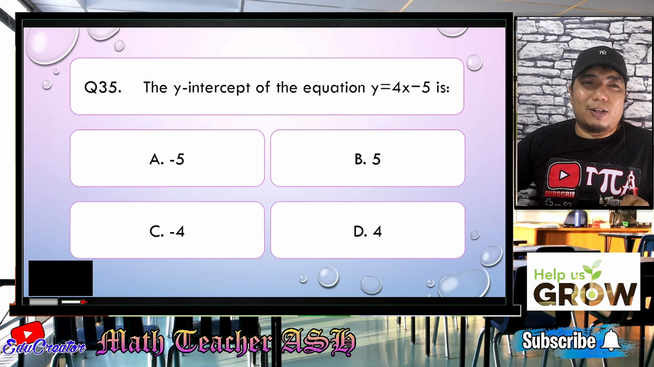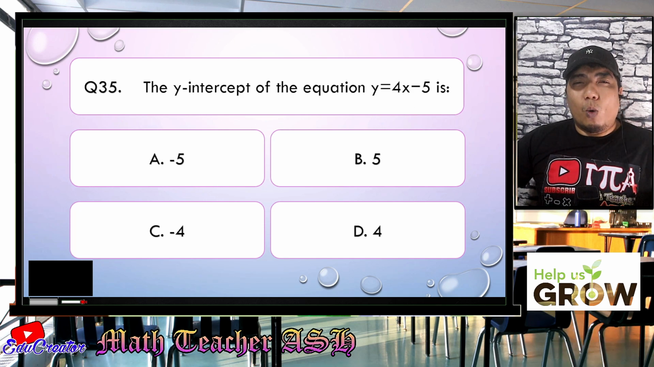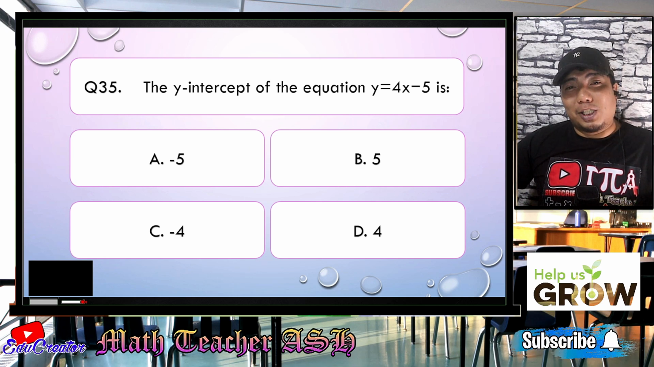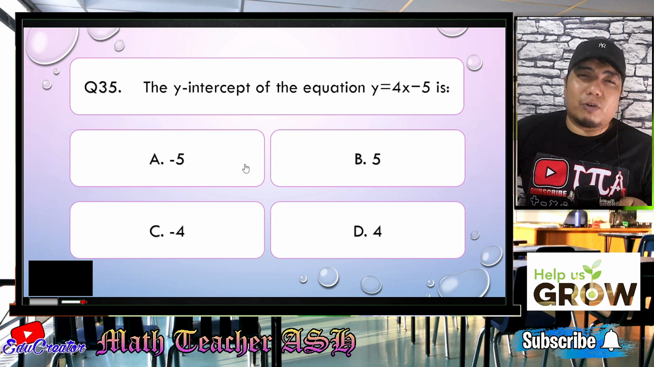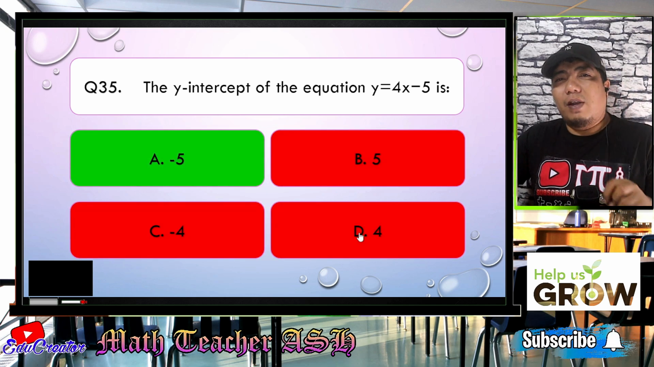All right, math learners, this question is very, very easy because our linear equation here is already in the form y is equal to mx plus b, where b there is the constant and basically our y-intercept. So this is mx plus b. So our b here, the y-intercept, is negative 5. So the correct answer is letter A. All right. Easy, right? Very easy, my dear math learners.